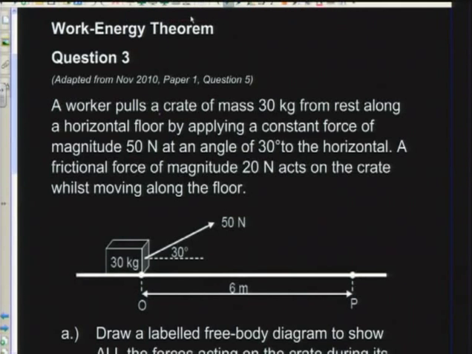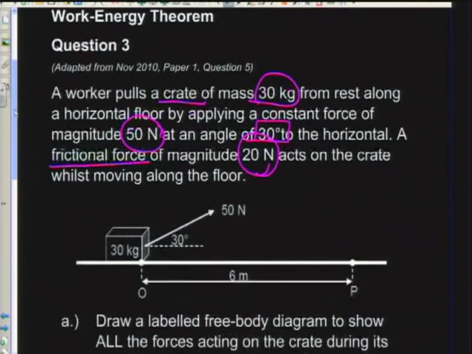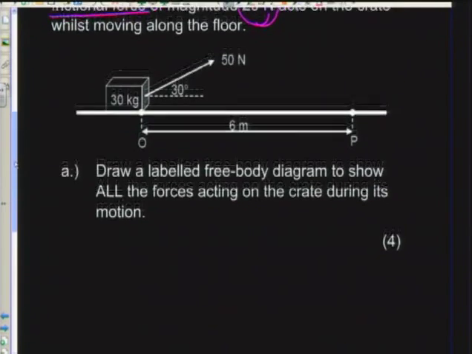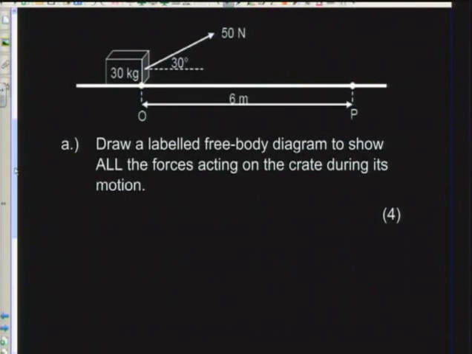a worker pulls a crate of mass 30 kilograms from rest along a horizontal floor by applying a constant force of magnitude 50 newtons. He applies that force at an angle of 30 degrees to the horizontal. A frictional force, now this is important, of magnitude 20 newtons acts on the crate whilst moving along the floor. All right, now let's look at the questions here, and there is the diagram giving us a sketch of what is happening here.